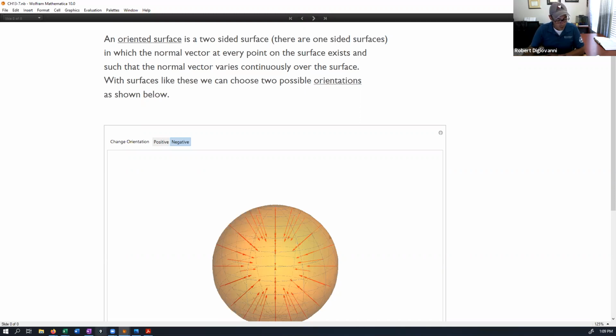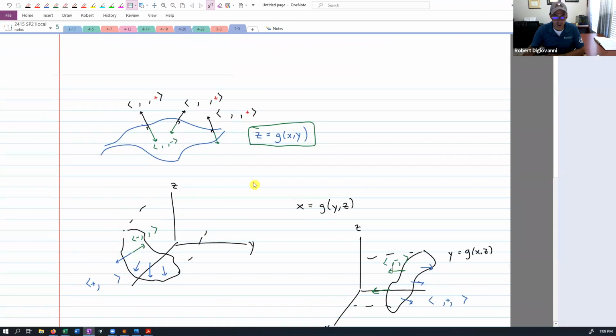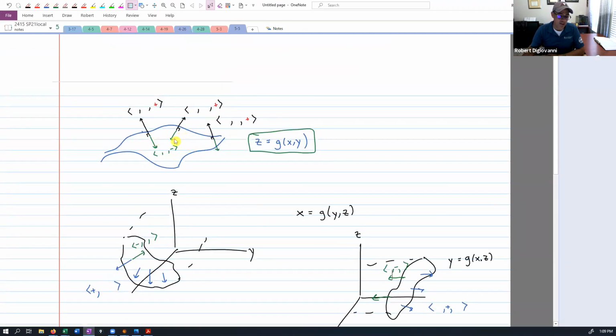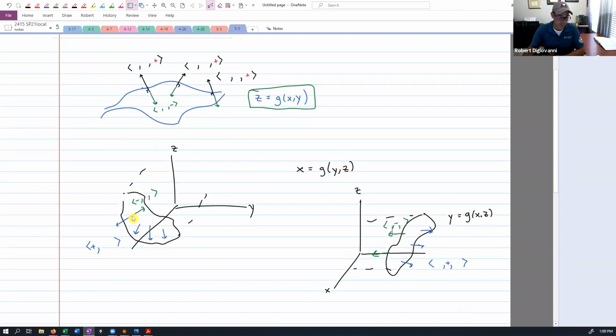So when we look at a sheet like this and we say the normals are oriented positively, we mean that it's pointed up. Negative orientation would be pointed down. Here, positive orientation would be pointed down the x-axis. Negative orientation would be pointed in towards the x-axis as opposed to out. And same thing here, positive would be to the right and negative would be in. So that's just so we understand the orientation of surfaces when we say positive and negative. Is that clear? Questions?